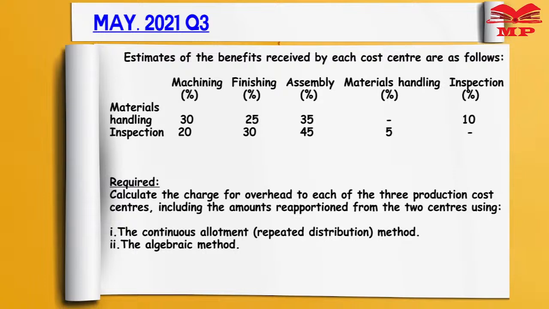Material handling is providing 30% of its services to machining, 25% of its services to finishing, 35% of its services to assembly, and it is providing 10% of its services to inspection department, which is a service department. Then we have inspection providing 20% of its services to machining, 30% of its services to finishing, 45% to assembly, and 5% to material handling, which is a service department.